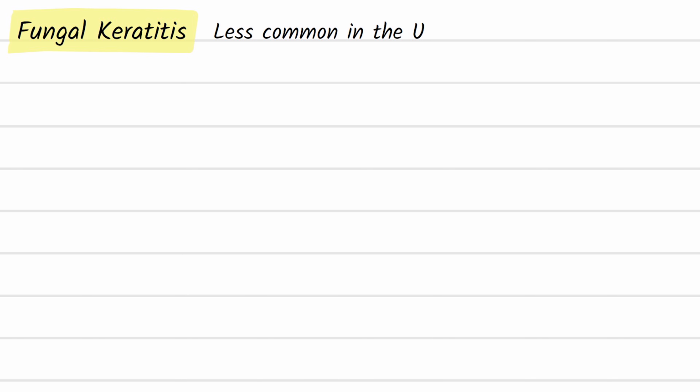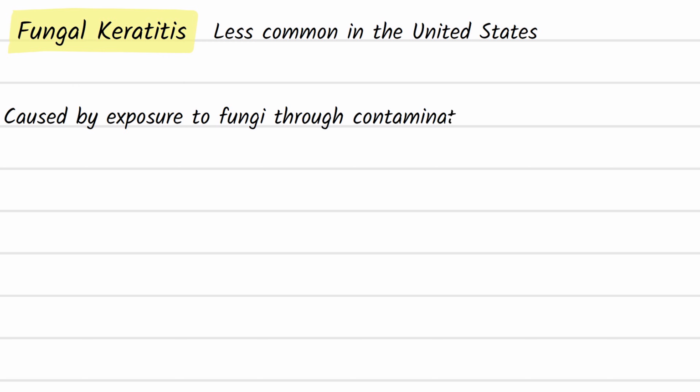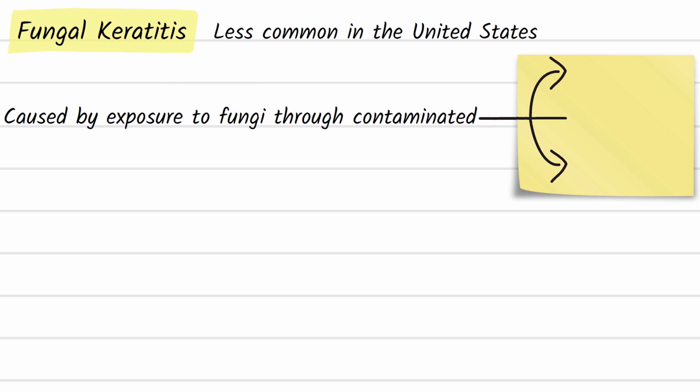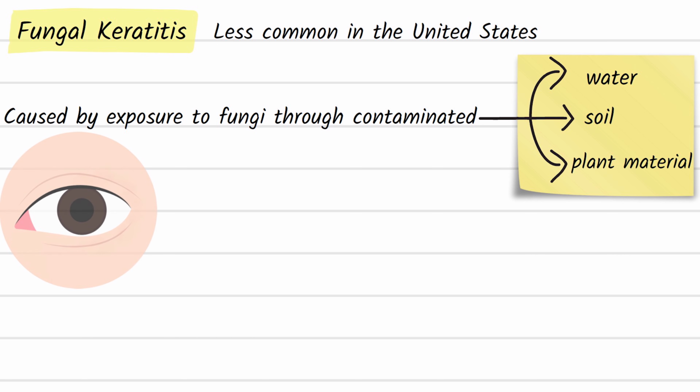Now let's talk about fungal keratitis. This is less common in the United States, but it is becoming more frequent, and it is particularly nasty. Fungal keratitis is typically caused by exposure to fungi in the environment, often through contaminated water, soil, or plant material. If you get poked in the eye with a plant or a stick, you could introduce fungal spores into your cornea.